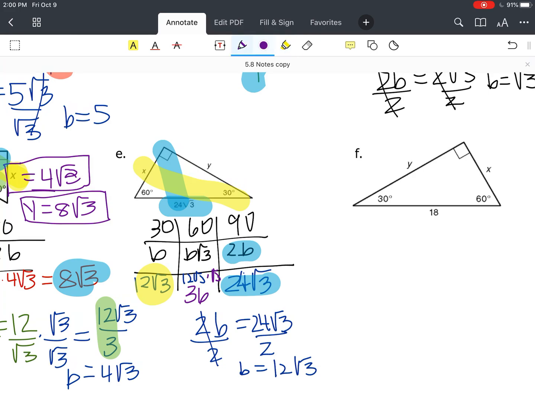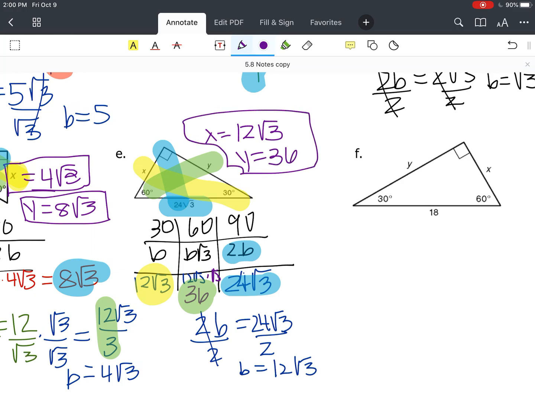Now my whole chart's filled out, so I'm going to answer the questions. X is opposite 30, so X will be 12 root 3 from my chart. Y is opposite 60, so Y will be 36 from my chart.